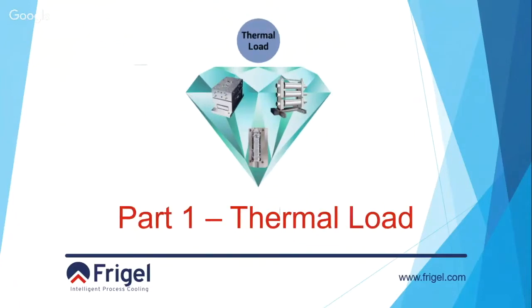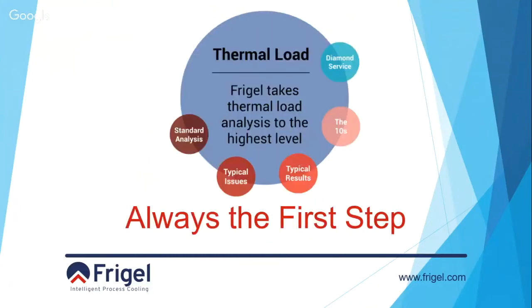This first segment covers determination of the thermal load for each application. Defining thermal load is always the first step in analyzing heat transfer requirements. This section demonstrates how Fragile takes these analyses to the highest possible level. We will review accepted conventional methods and their typical negative results, and show how Fragile not only eliminates those results, but also optimizes operating efficiencies.